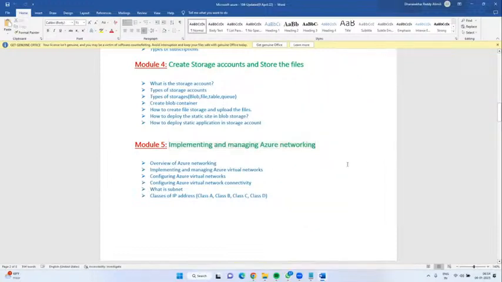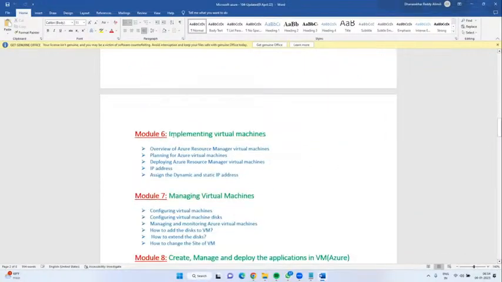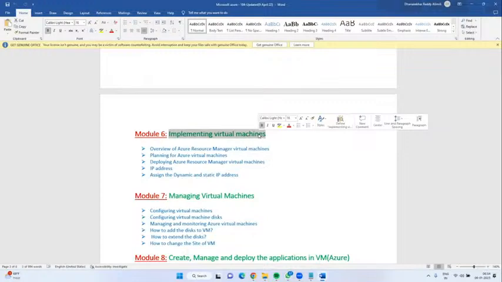That is module 5. Next, module 6, implementing virtual machine. So this is the main thing. Without virtual machines, there is no Azure project. Not only Azure, there are no other projects without deploying virtual machines. Why? Because virtual machines are playing a vital role. You have to deploy the virtual machines, and on top of it host the applications. So how can we deploy the virtual machines?